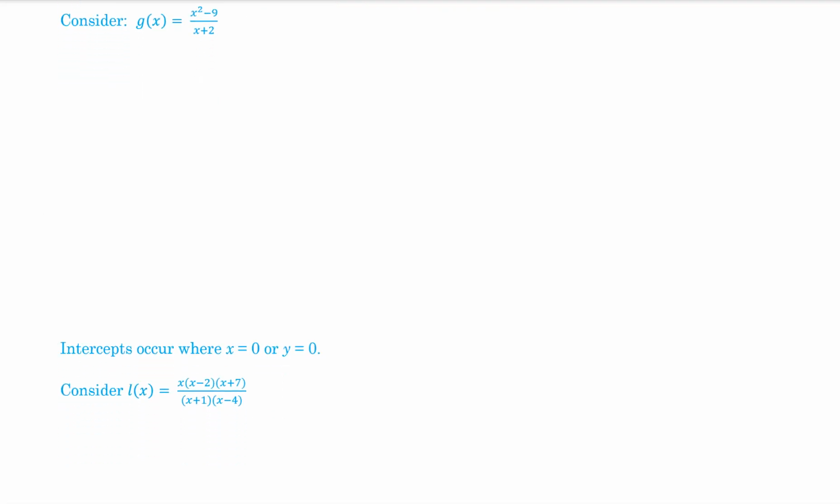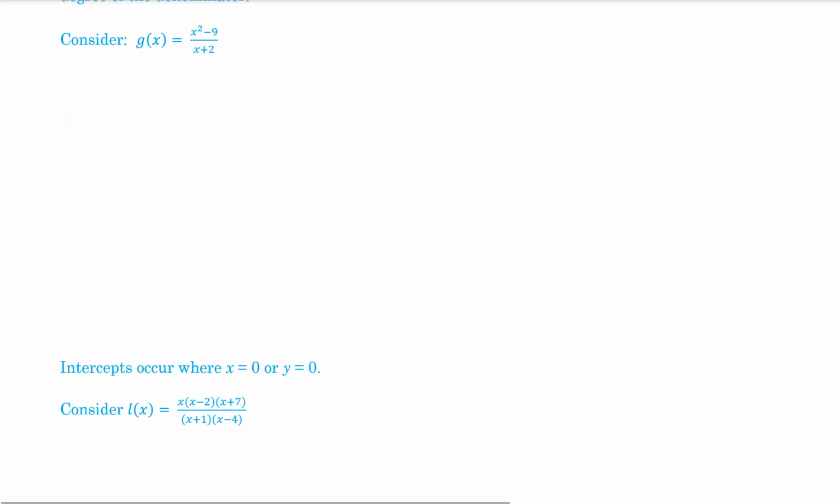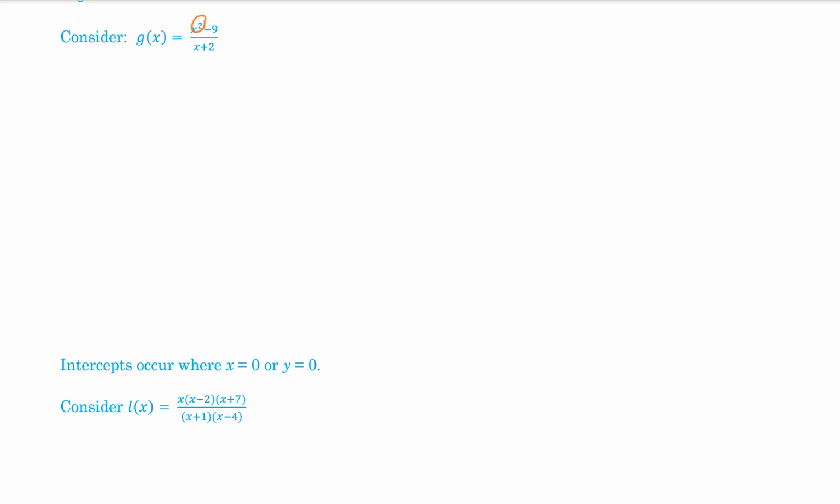Here we have at the upper left corner x squared minus 9 over x plus 2. Notice that the exponent in the numerator is a 2. The exponent in the denominator is a 1. So we do have a situation where the exponent in the numerator is exactly 1 degree higher than the exponent in the denominator. To compute where the slant asymptote occurs, we've got to go back to division, long division.